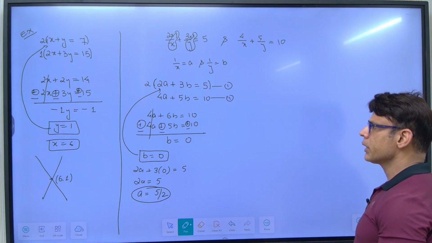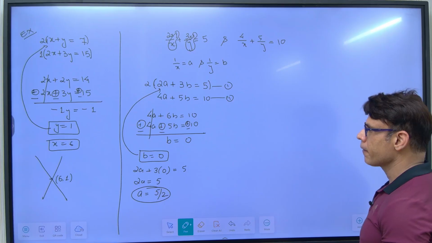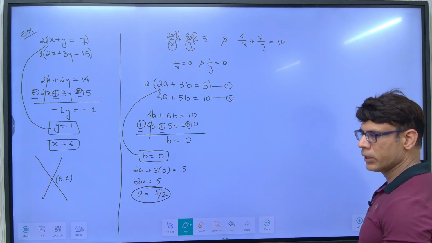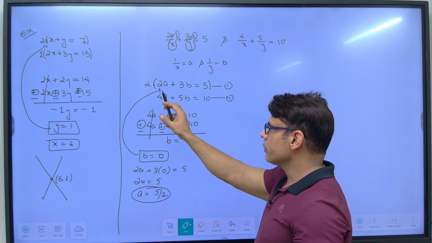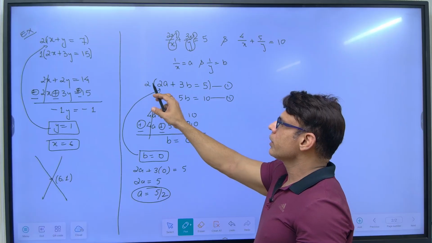You just have to, the objective is to make it equal. The second is 4a only. If we want to cancel this, I have to make it equal. Already 2, so I have to multiply this with 2.